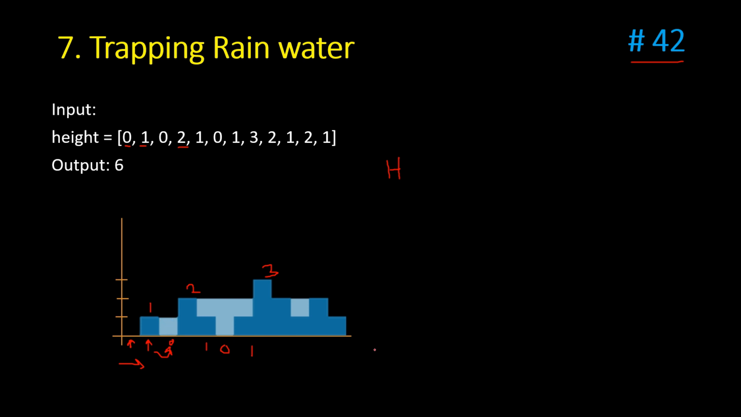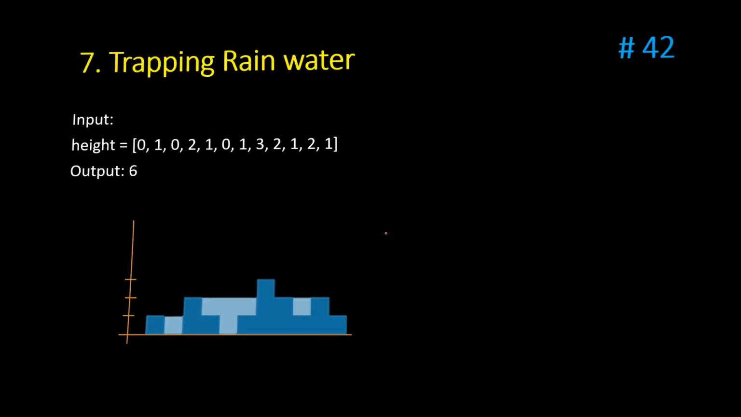Similarly, you have to keep track of the right max also. Maybe this is less than left max, but there is no building to the right, so again no water can be stored. So you have to keep track of right max and left max, and you can do it in one iteration. So it can be linear time, and space would be just constant, O(1). Now let's see the next problem.